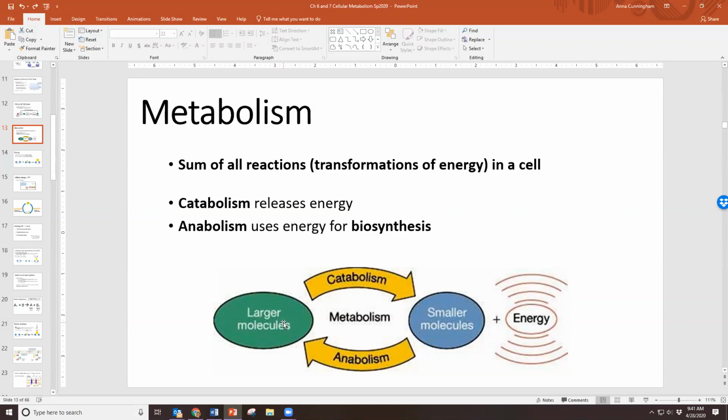So we need these catabolic reactions for these anabolic reactions. We need anabolic reactions for catabolic reactions. So, you know, cue the Lion King. It's a circle of life. All right.